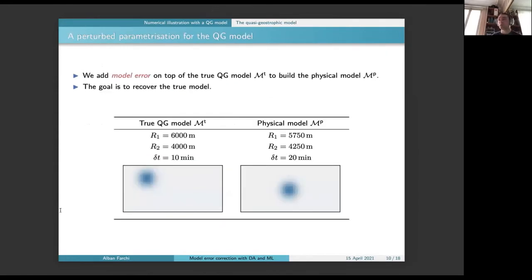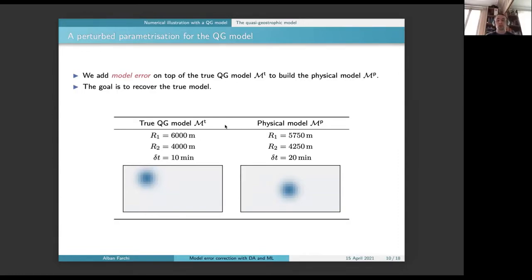So this is our true QG model. And what we now will be doing is we will add some model error on top of this true QG model in order to build the physical model. So the physical model will be a perturbed QG model, and our goal will be to recover the true model using only observations.